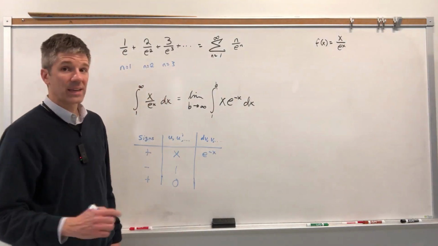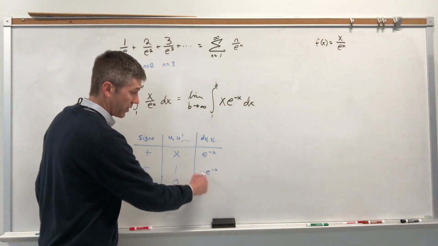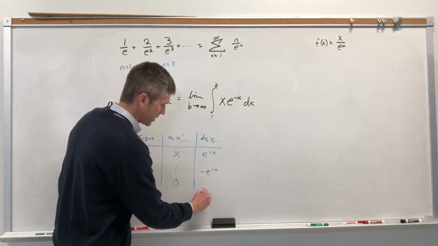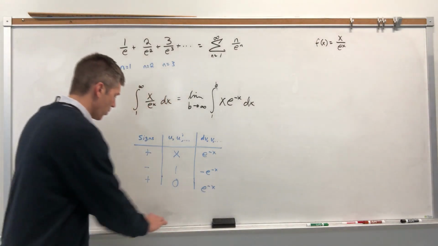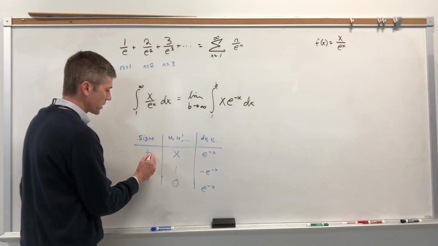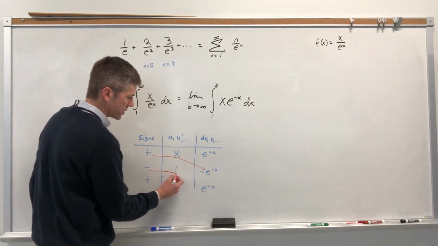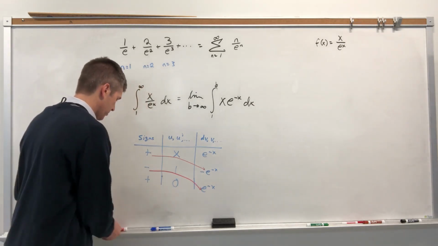The integral of e to the negative x is negative e to the negative x because the derivative of that, chain rule, would take you back here. The integral of that is there. Okay, good to know. So we will have positive x times negative e to the negative x, negative 1 times e to the negative x. Let's do it. Let's write it.